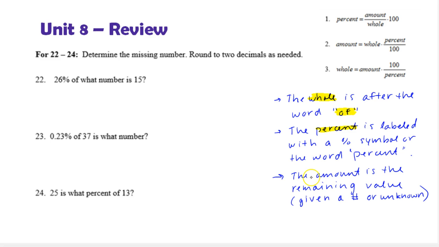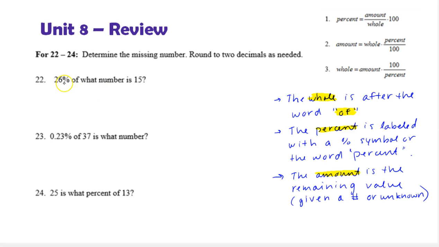Okay. The amount is a little bit trickier. It's either before or after the word is. So instead, if you find the whole and the percent first, the amount is whatever number is remaining that's not the whole or the percent. Okay. So let's go through this process with each of these.